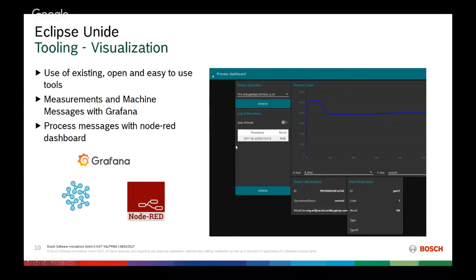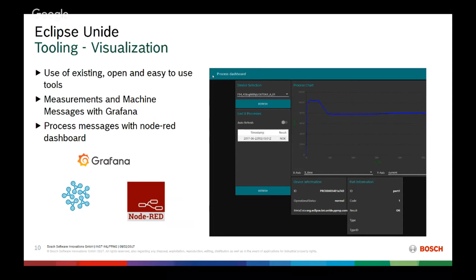Another tooling we want to provide is some visualization. Therefore, we don't want to implement everything new, because there are some established and really good tools which are open and maybe easy to use. One of these tools is Grafana. We would recommend Grafana for visualizing measurements and machine messages. This is really easy to use.